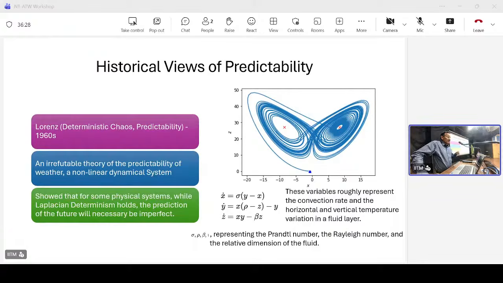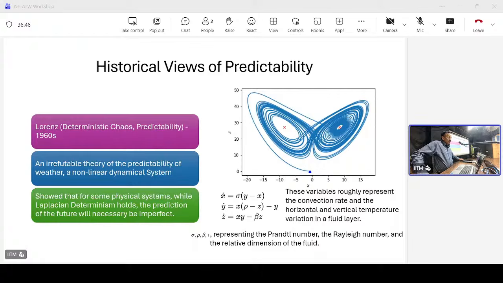So historically, some predictability started to arise. It was proposed that deterministic curves and predictability concepts came in the 1960s. And this theory clearly says that the irrefutability of the predictability of weather in a non-adaptive system.